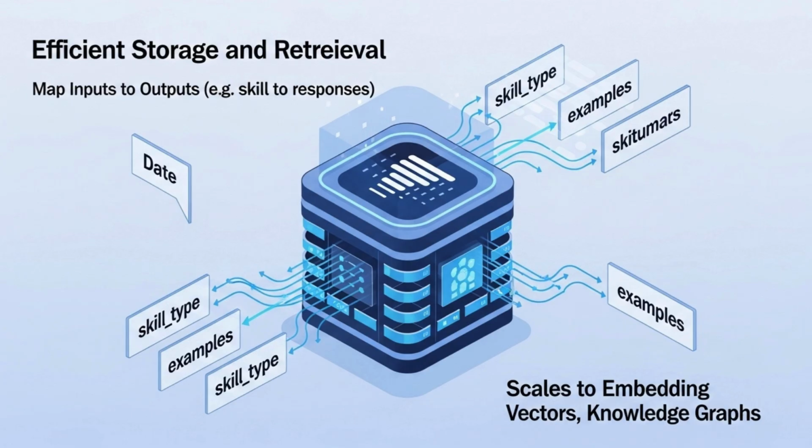What you're seeing in this simple dictionary isn't just a basic data structure. It's the conceptual foundation that scales up to highly complex structures in production AI, such as embedding vectors that represent words or concepts, or intricate knowledge graphs that link vast amounts of information. By organizing data intelligently, we empower our AI to respond intelligently.